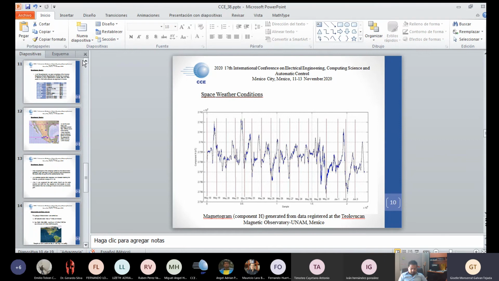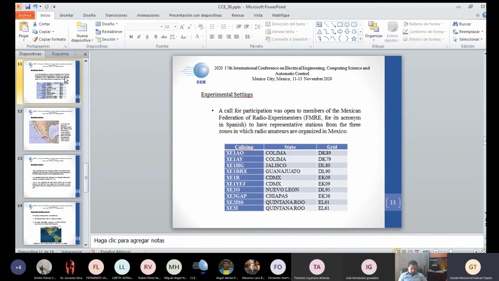That was about the space weather conditions during the experiment.